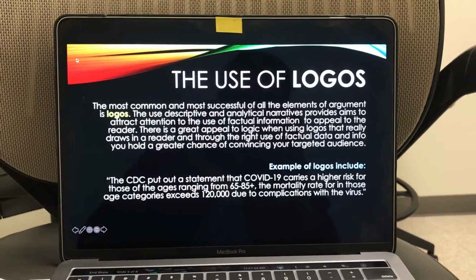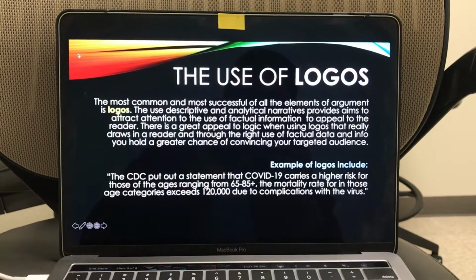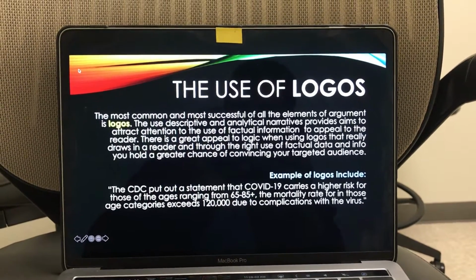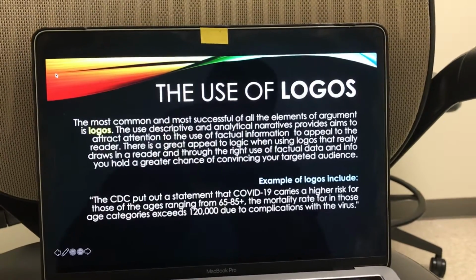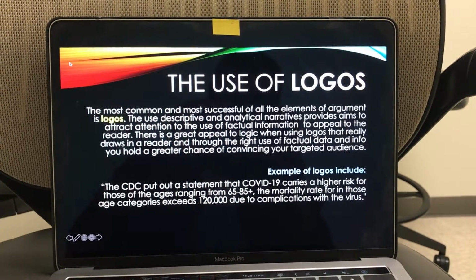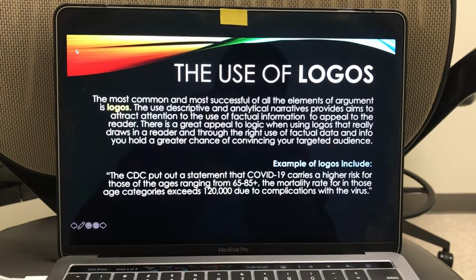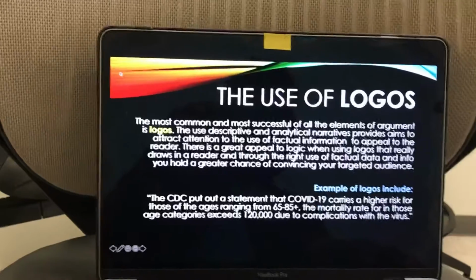Example of logos includes: the CDC put out a statement that COVID-19 carries a higher risk for those at the ages ranging 62 to 85 and above. The mortality rate for those in that age category exceeds 120,000 due to complications with the virus.